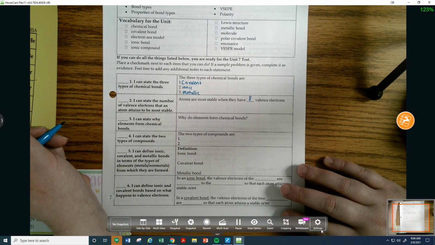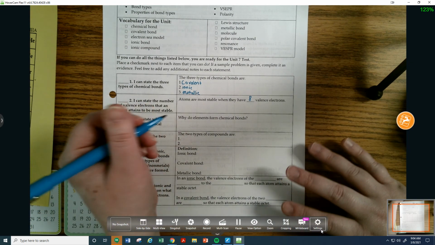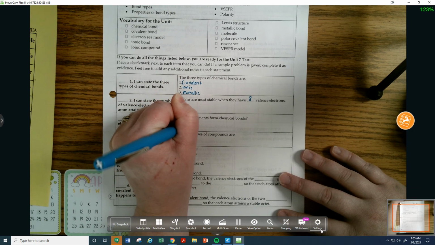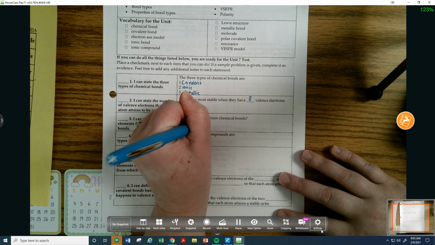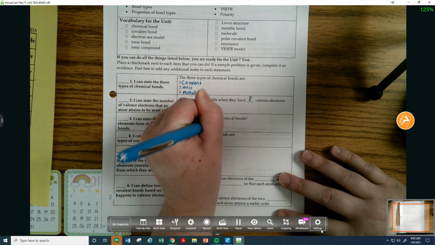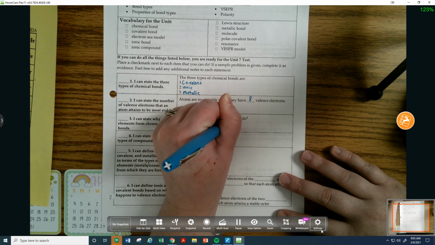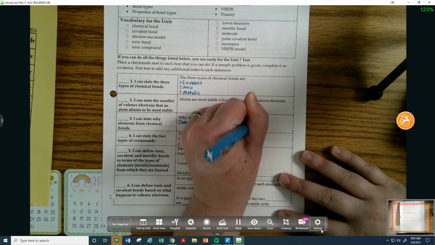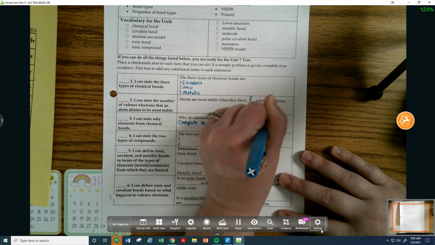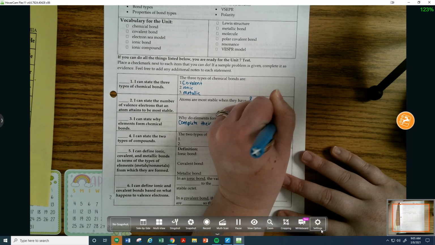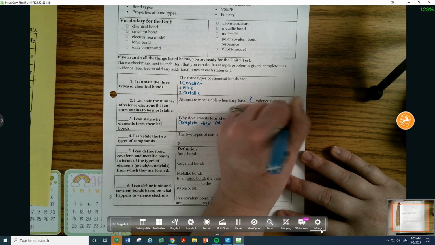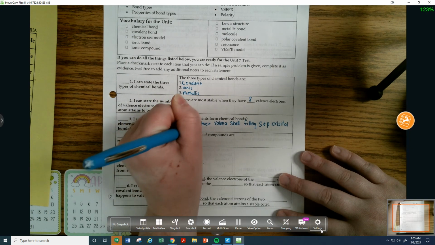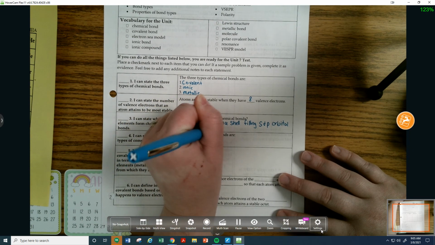Why do elements form chemical bonds? So the whole basis of that is to complete their valence shell, filling that s and p orbital to give it electron stability.